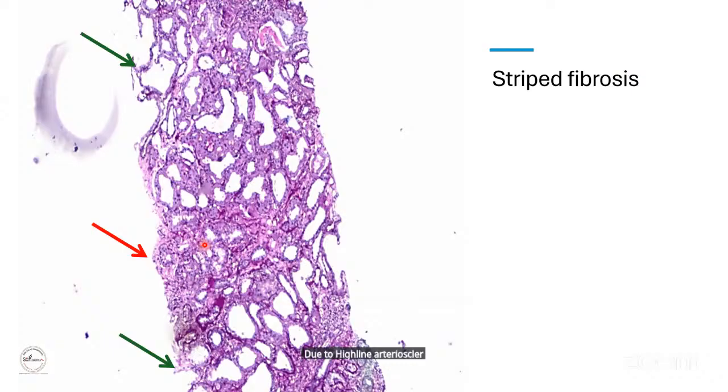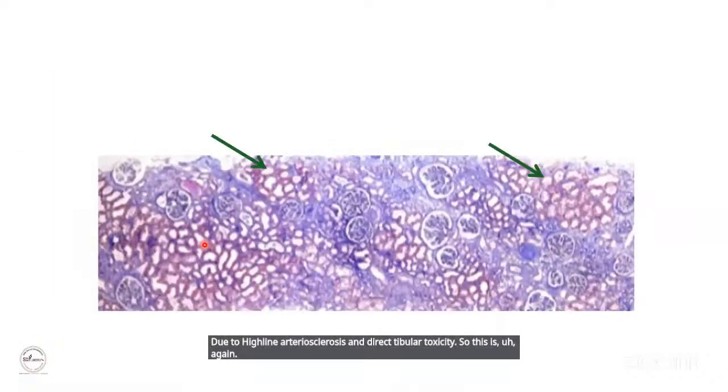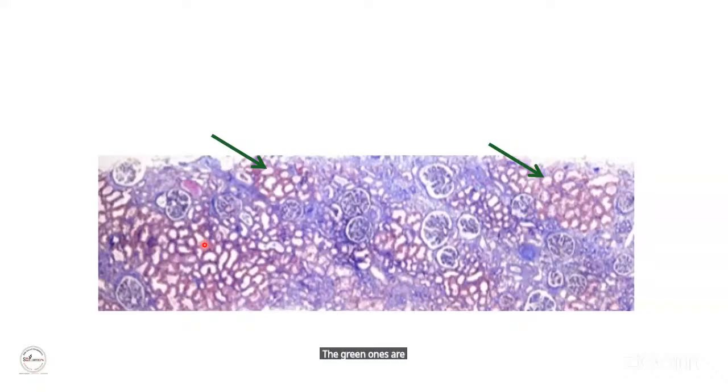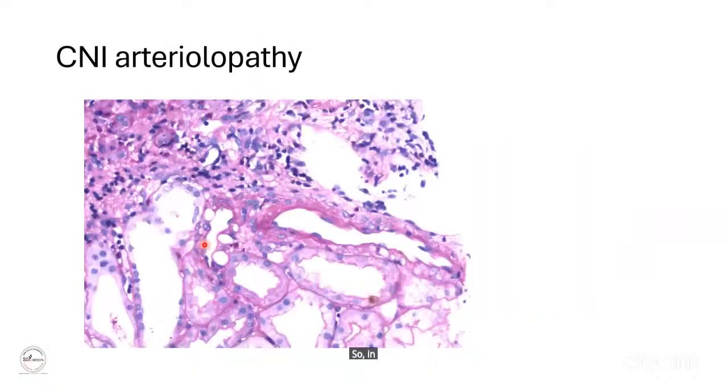So this is due to chronic ischemia in watershed zones of medullary rays due to hyaline arteriosclerosis and direct tubular toxicity. So this is again the same striped interstitial fibrosis. The green ones are the non-fibrosed areas, non-atrophic tubules, and the fibrosed areas are the red ones. So in the vessels, there will be a CNI arteriolopathy, that is smooth muscle cell ballooning.